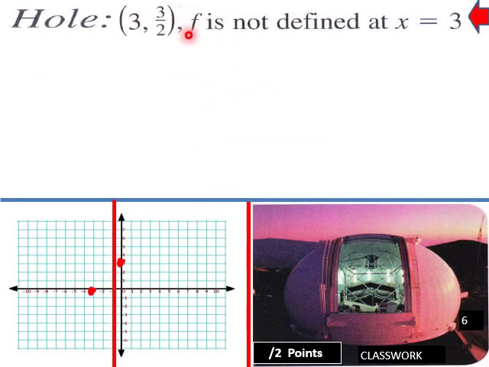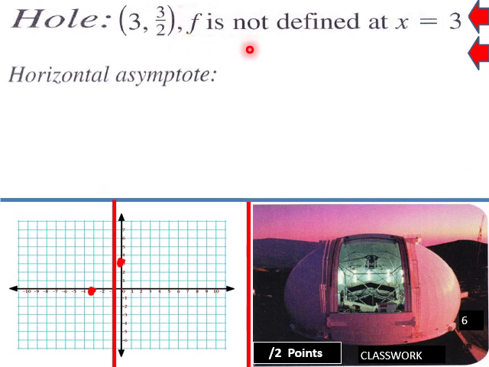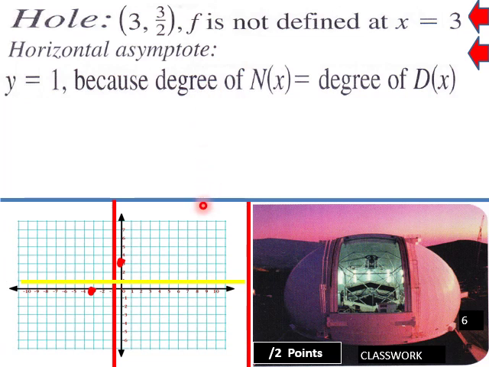Then we have a hole in the function at 3, 3 over 2. F is not defined at x when x equals 3. And then y equals 1, because the degree of n of x equals the degree of d of x. So we take the coefficient, which is a positive 1. So we have a horizontal asymptote here of y equals 1.